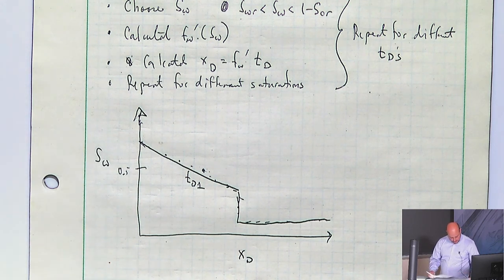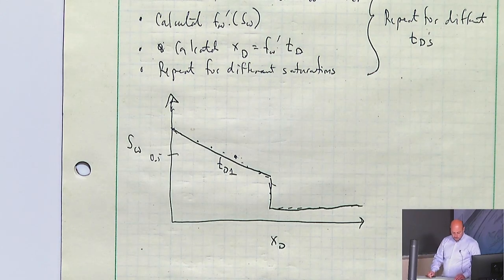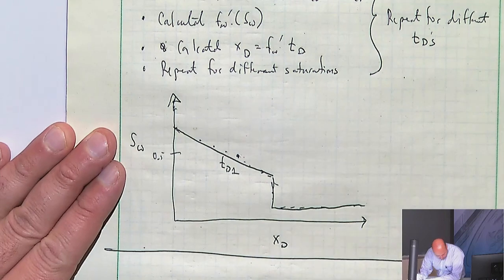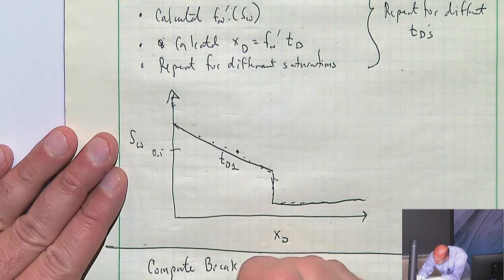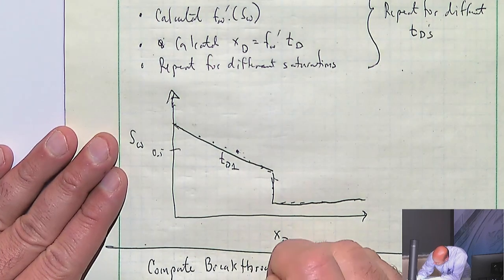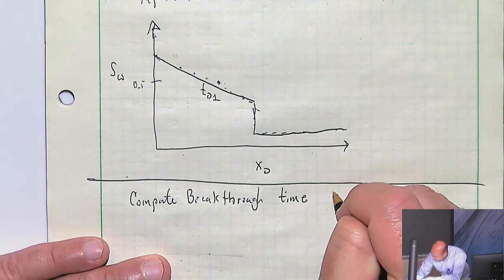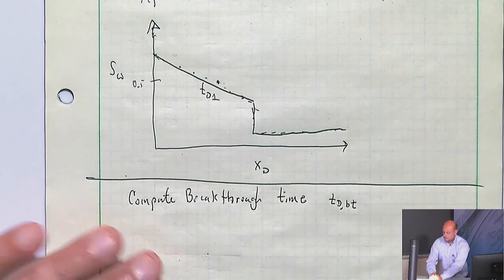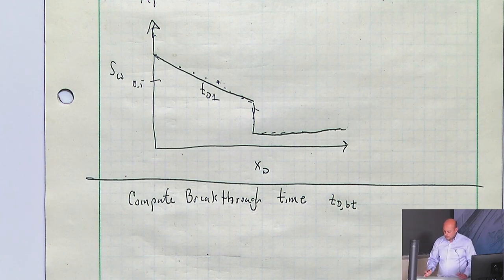Okay, so now we got that. Let me move on to the next part, which is compute the breakthrough time. I'll call that t_D breakthrough. Now remember that the breakthrough time is always going to be less than or equal to 1. Really, it's going to be less than 1. It can never be greater than 1. If you calculate it as greater than 1, you made a mistake.